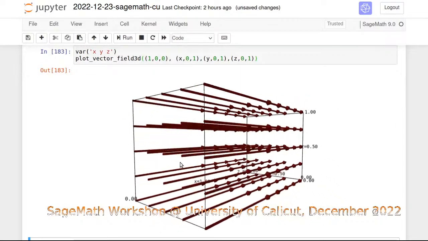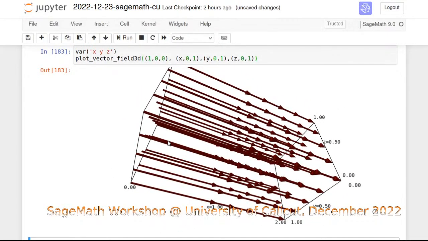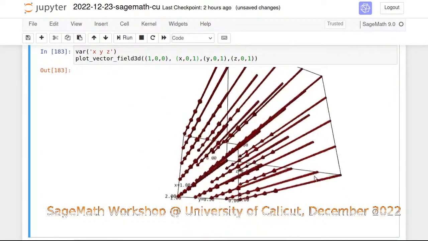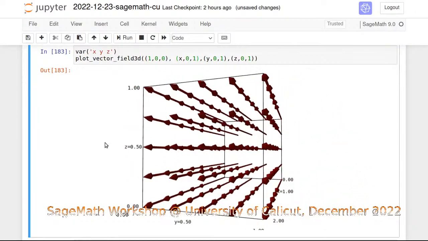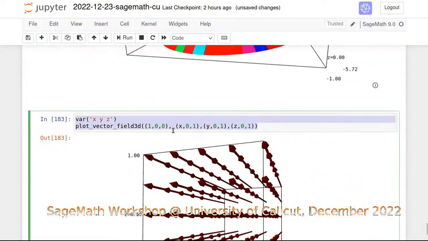So what's happening is we have just placed the 1, 0, 0 vector at all the points in the range x from 0 to 1, y from 0 to 1, z from 0 to 1. So 1, 0, 0 is the vector placed everywhere. We are not placing any other vector anywhere else. So now that's a constant vector. That's why it's appearing like this.